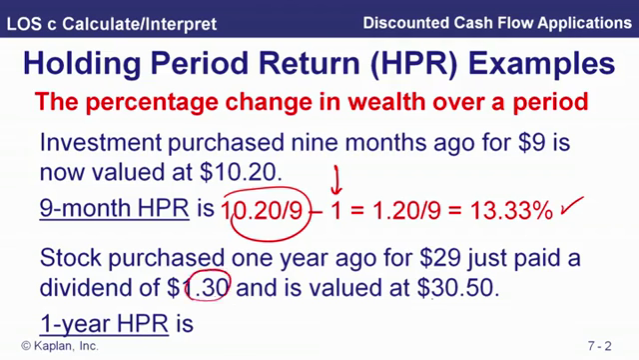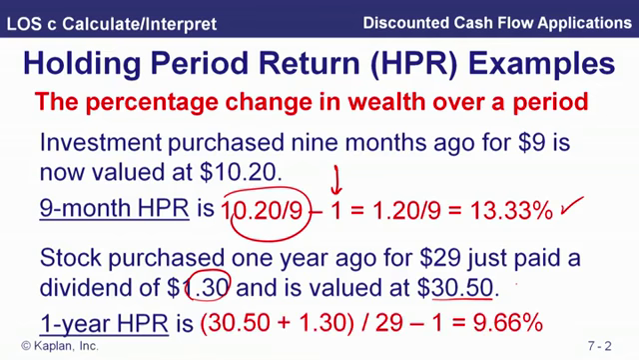As another example, a stock purchased a year ago for $29 just paid a dividend of $1.30 at the end of the year, and after paying that dividend, its value is $30.50. So what's our holding period return? Well, here we've got a total return because we're including a cash flow. So we've got a cash flow and the ending value. So we're going to add those two up. So now our numerator is the ending value of the investment after 1 year. The beginning value was 29. Take ending over beginning minus 1, and we have a 1-year holding period return of 9.66%.